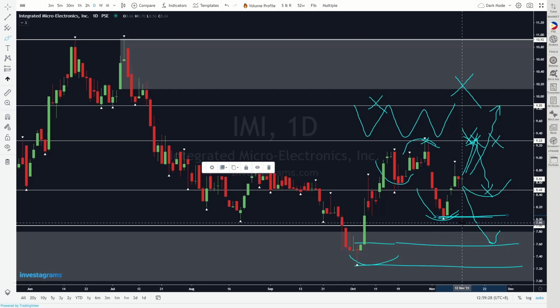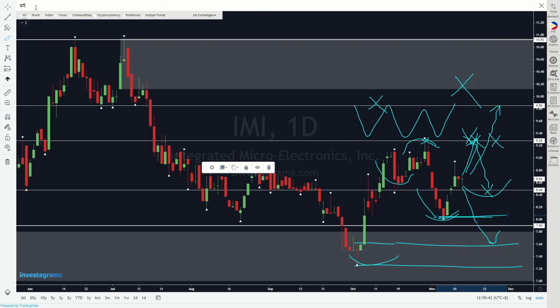But ang maganda niyan, sama-sama naman po natin tinitignan, sama-sama nating babantayan, at sama-sama rin po tayong matututo dito sa IMI and sa iba-iba pong charts na tinitignan natin. Okay? Next, let's take a look at GTCAP, no?